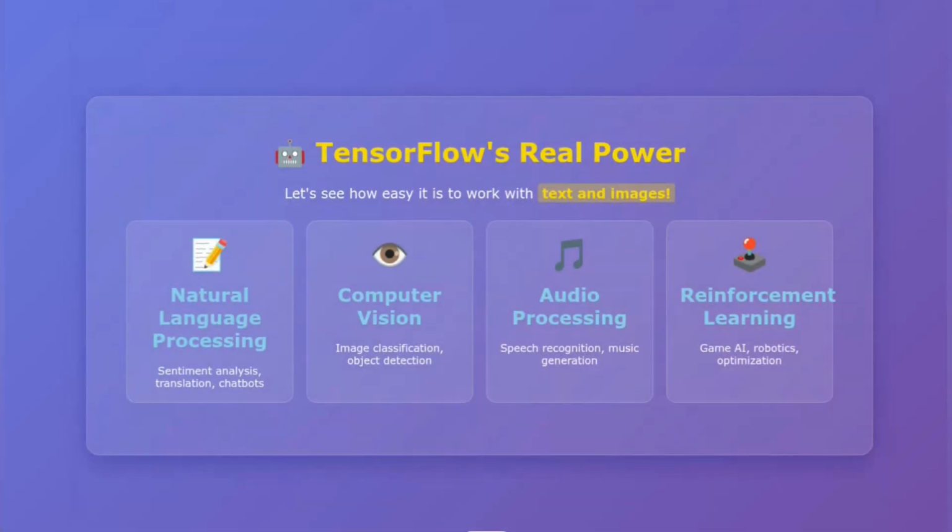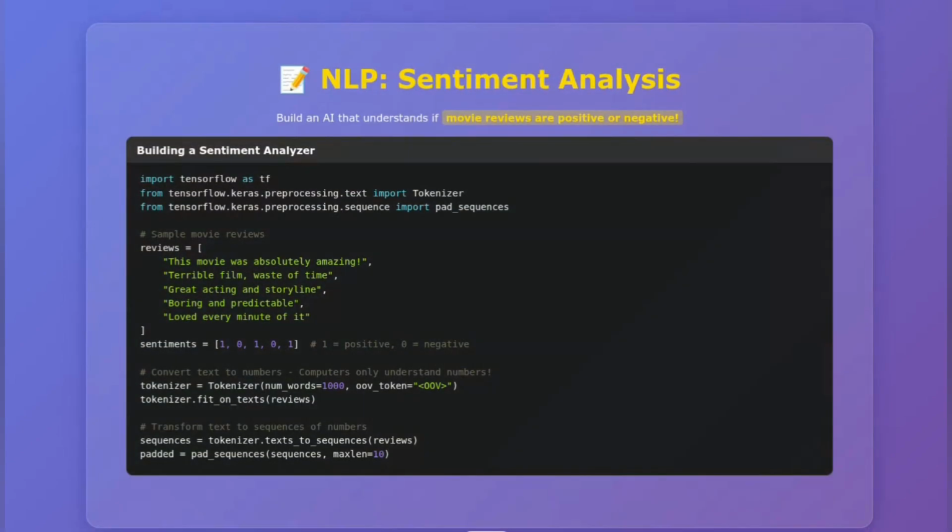Now let's see TensorFlow's real power. Let me show you how easy it is to work with text and images. Natural language processing example. Let's build a sentiment analyzer that can tell if movie reviews are positive or negative. Let me walk you through this sentiment analysis model step by step. It's actually simpler than it looks. First, our sample data. We have movie reviews and their sentiment labels. 1 means positive, 0 means negative.